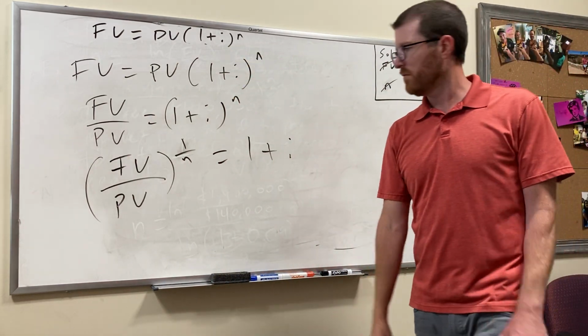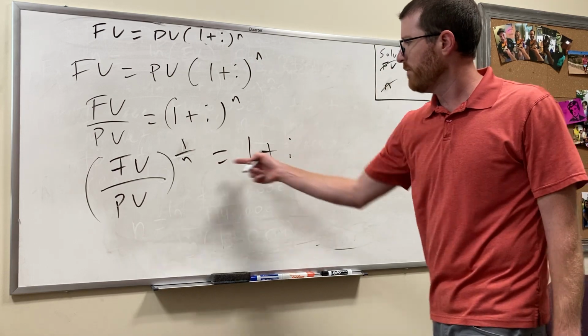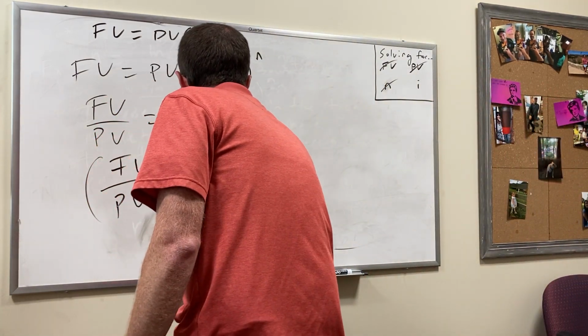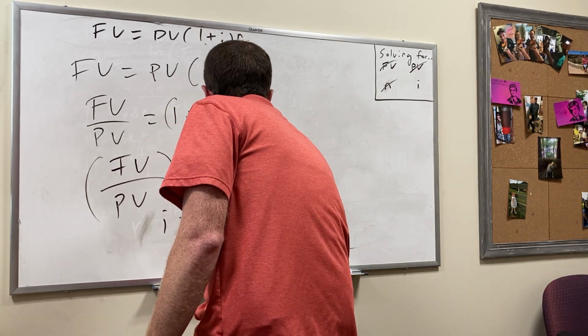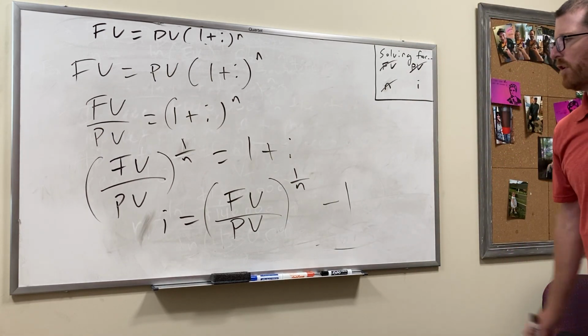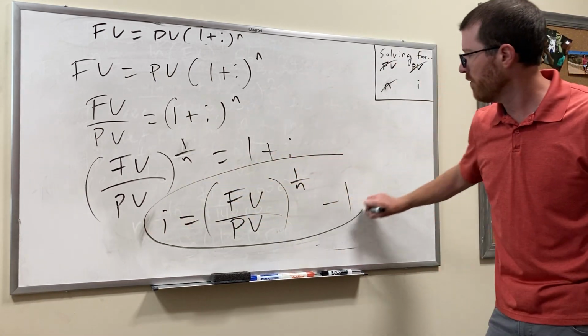Now we've got it beat, right? The only thing left to do is subtract 1 from both sides of the equation. And so what you should get here is, this is ultimately what your solution looks like. There you go. That solves for I. There's your equation solving for I.